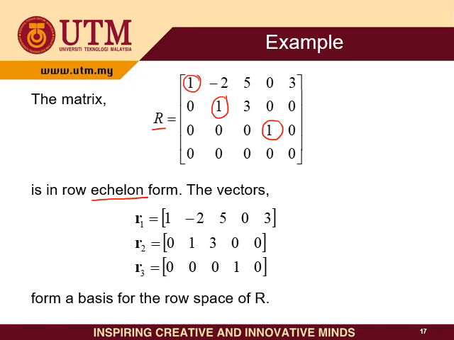Now we identify the non-zero vectors. If you look at the matrix, we have 3 non-zero vectors here: 1, 2, 3. This one is all 0, so it's not a non-zero vector. So we have 3 rows, R1, R2, and R3, and you state back the numbers of the matrix. These 3 rows will form a basis for the row space of matrix R.